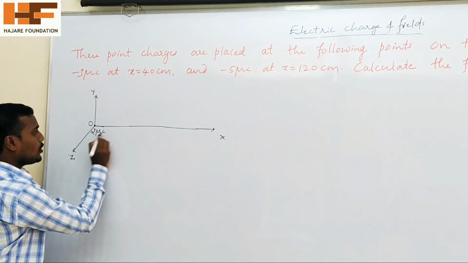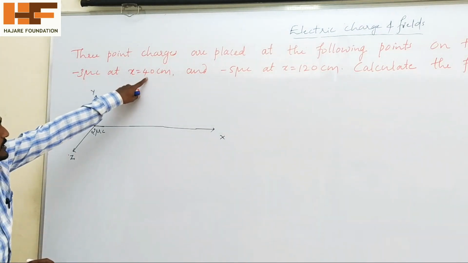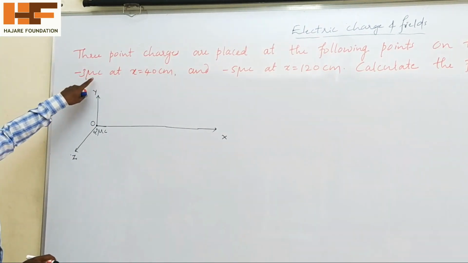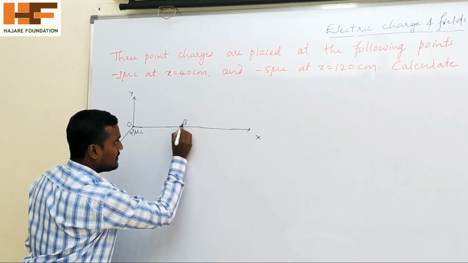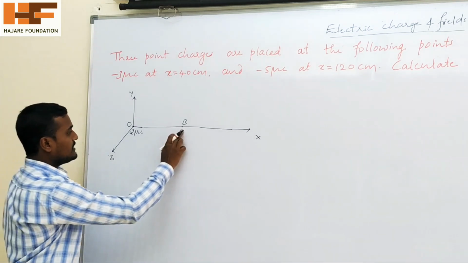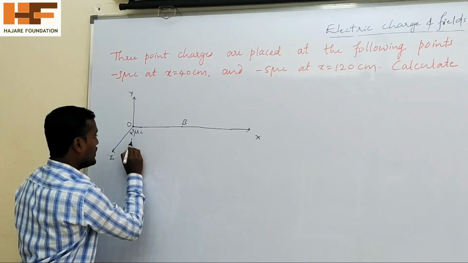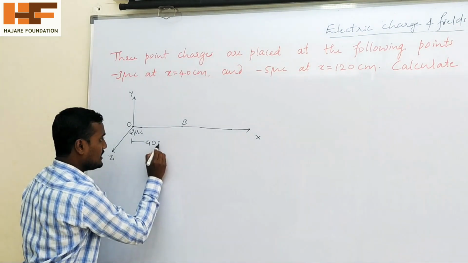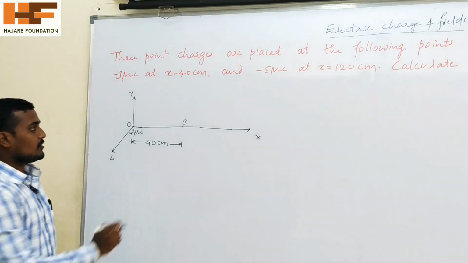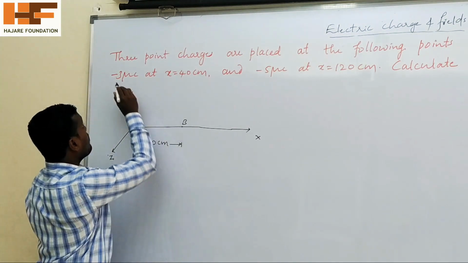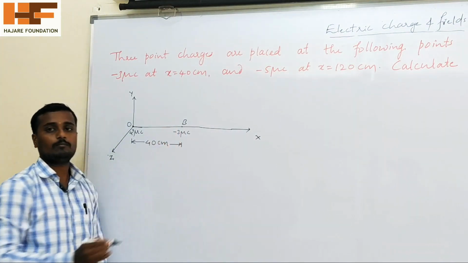2 microcoulomb. The next charge at x equals to 40 cm. That charge is minus 3 microcoulomb. Now I am taking one more point. It is B. It is at a distance 40 cm from the origin, from here to here. This is 40 cm. Now this charge is minus 3 microcoulomb.